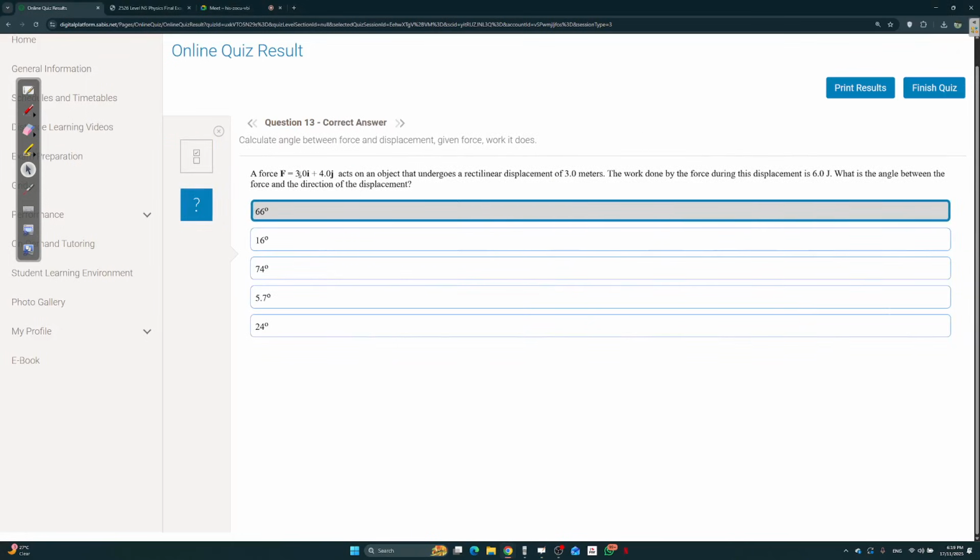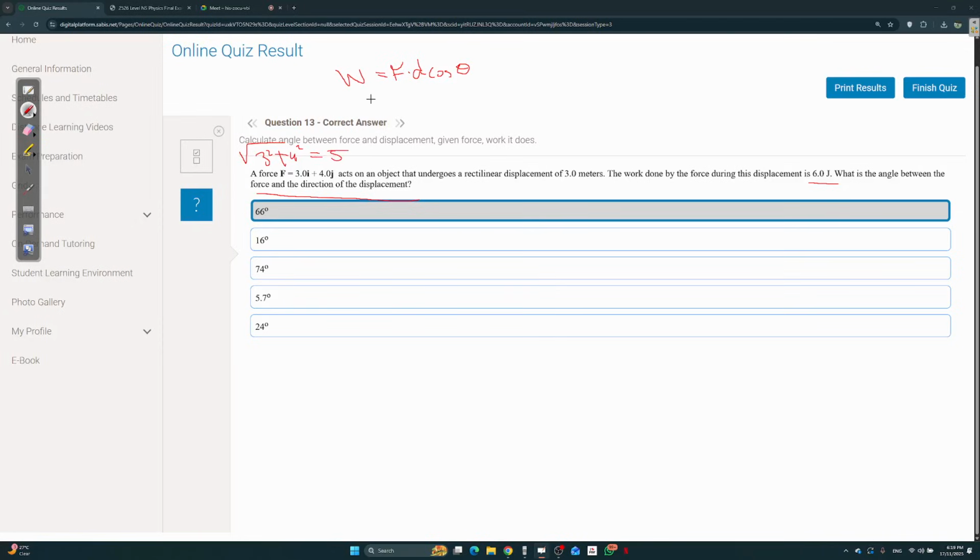A force F = 3i + 4j acts on an object that undergoes a displacement of 3 meters. The work done by the force is 6 joules. What's the angle between the force and the direction of the displacement? Simply, we know that work is equal to F d cosine theta. So force, we don't take the vector form. We want to take its magnitude. What's the magnitude of 3i + 4j? It's radical 3 squared plus 4 squared, which is 5.